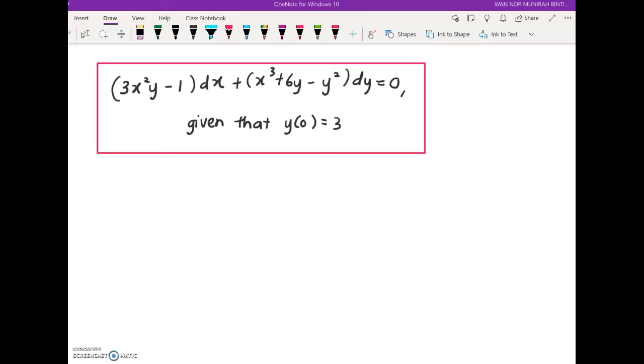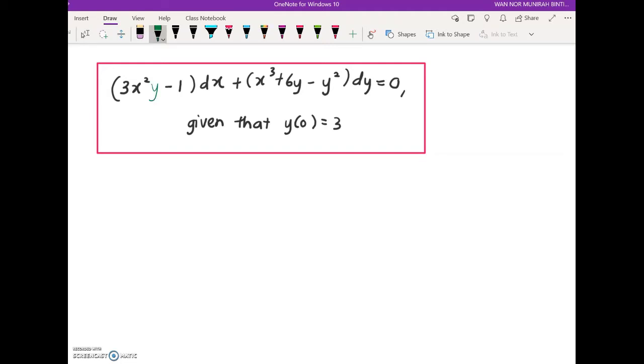This is our second example on exact equation. In this second video, what we want to discuss is how to solve the exact equation. So let's say we are given this kind of equation. Solve the following differential equation. So this is the equation.